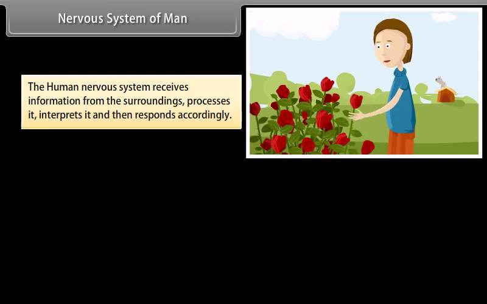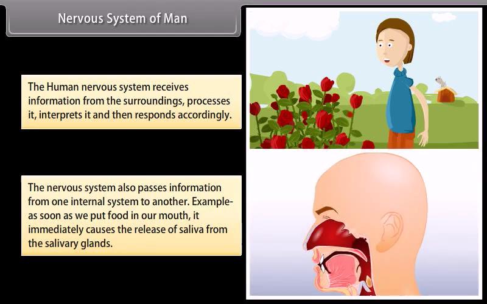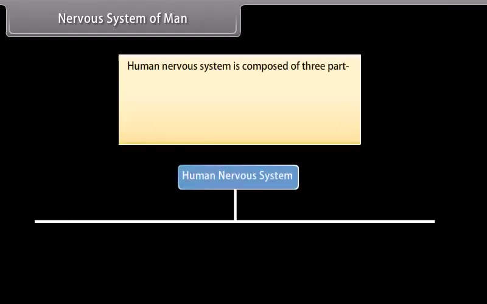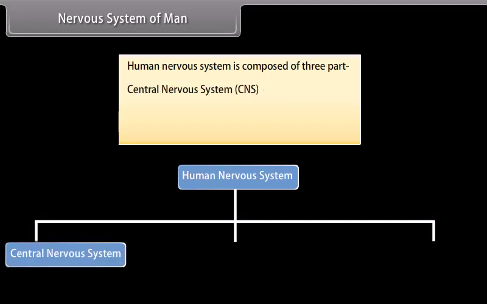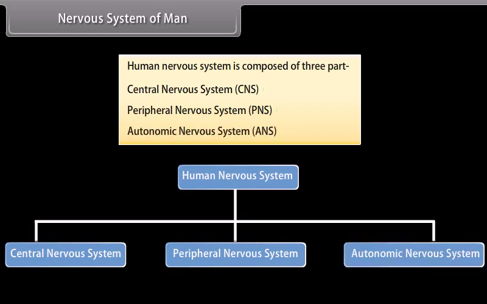The human nervous system receives information from the surroundings, processes it, interprets it, and then responds accordingly. The nervous system also passes information from one internal system to another. Example: as soon as we put food in our mouth, it immediately causes the release of saliva from the salivary gland. Human nervous system is composed of 3 parts: central nervous system, CNS, peripheral nervous system, PNS, autonomic nervous system, ANS.